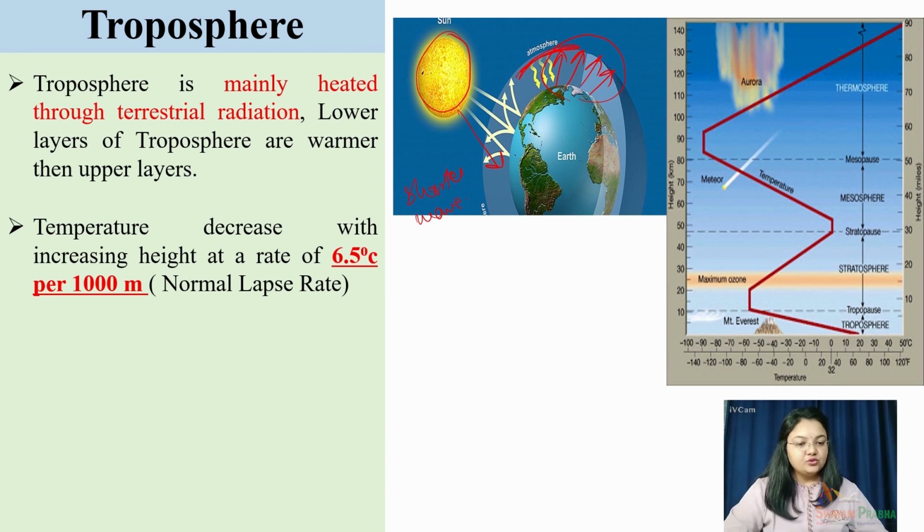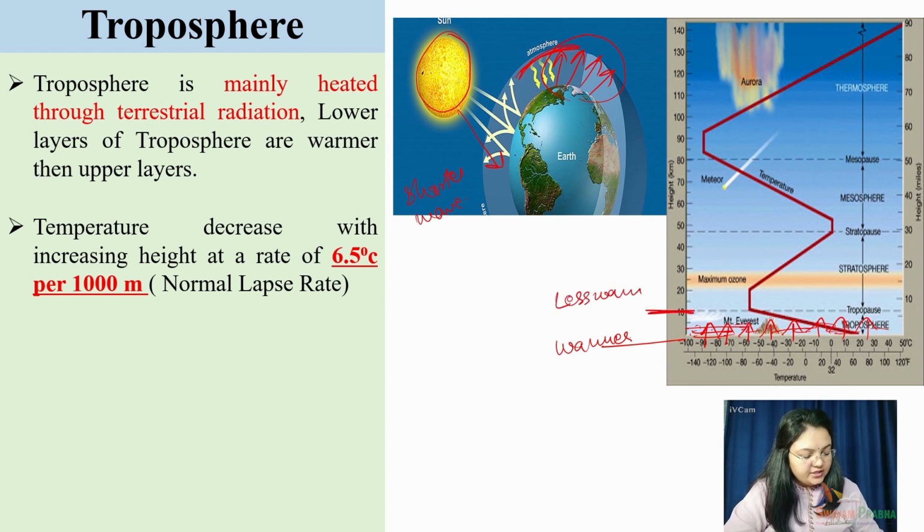Because the troposphere is closest to the surface of Earth, the lower layers of the troposphere absorb the maximum amount of this terrestrial radiation emitted from the surface of Earth, and therefore they are warmer as compared to the upper layers of the troposphere, which are less warm. So there is a gradual decrease in temperature with increasing height.